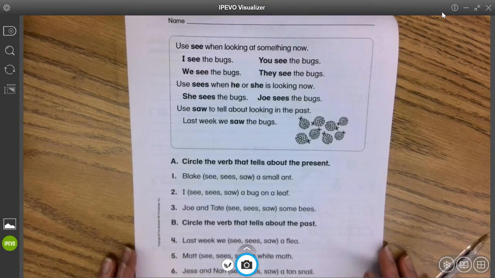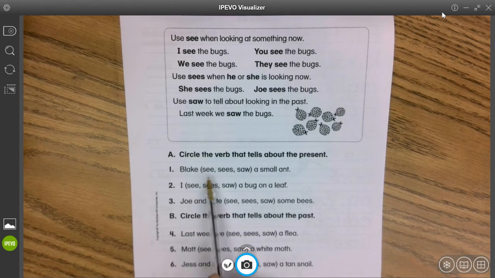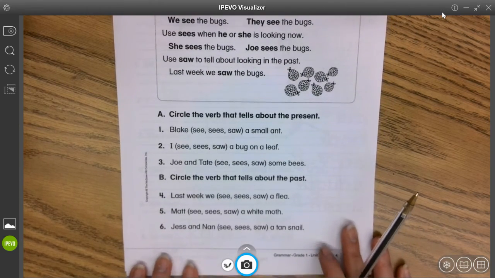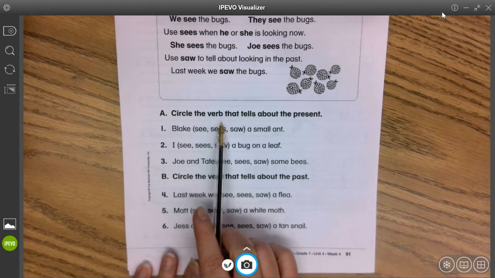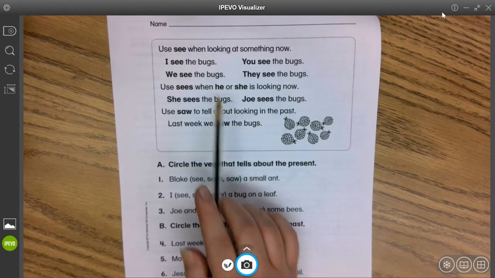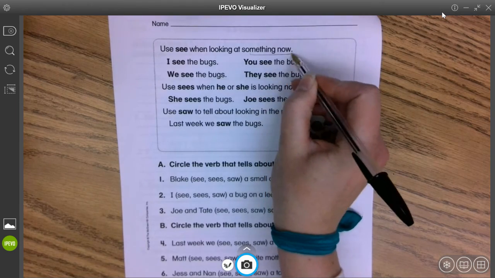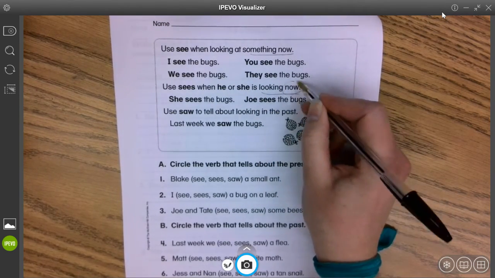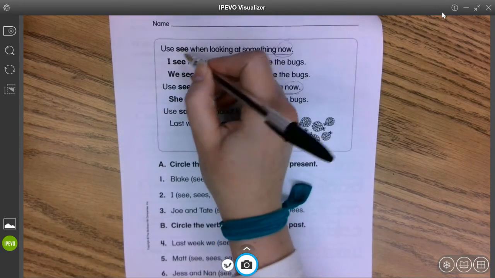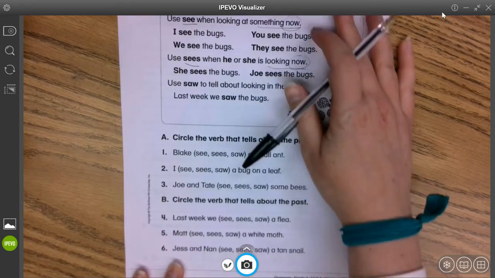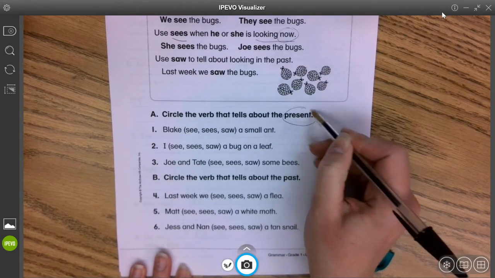Okay? So our job here is to pick which version of the word belongs in each sentence. And we're just going to circle it. So A says circle the verb that tells about the present. Okay? So remember, something now, looking now, that's the present when we have now. So we're going to be doing see or sees because we're talking about the present.